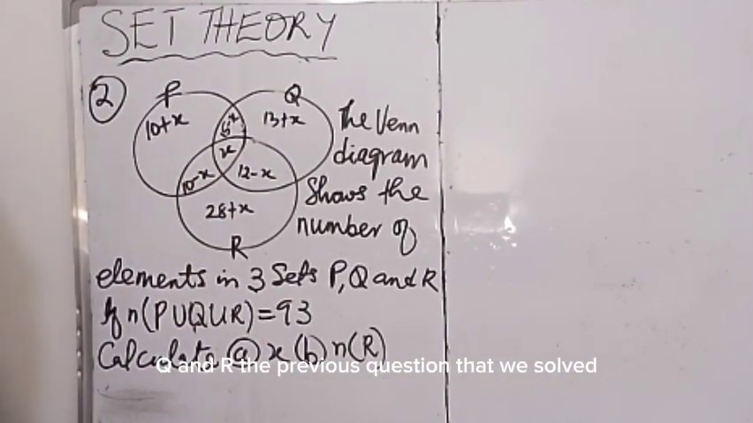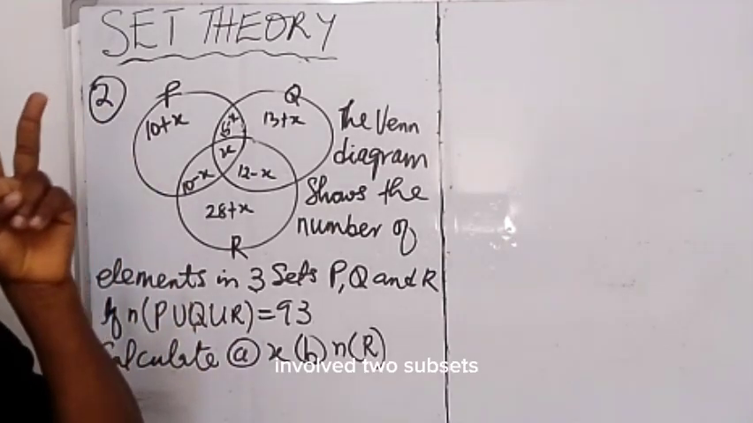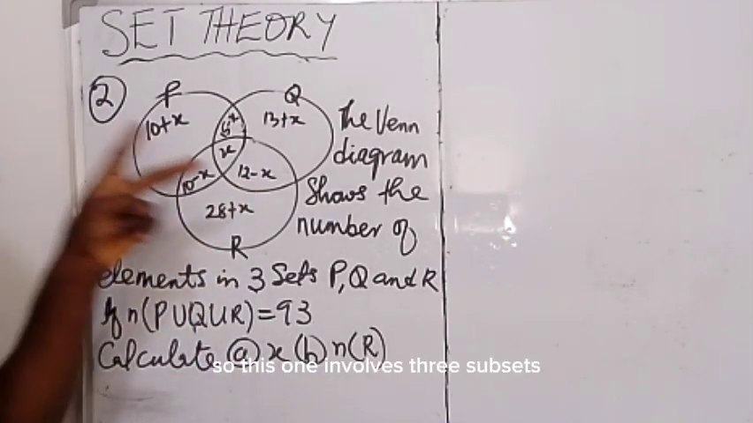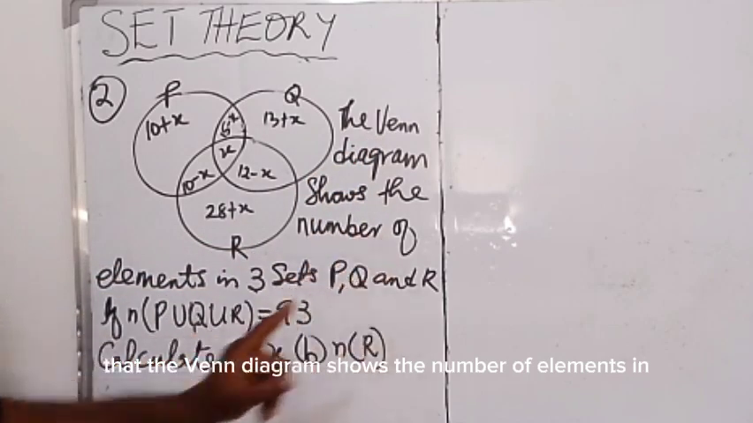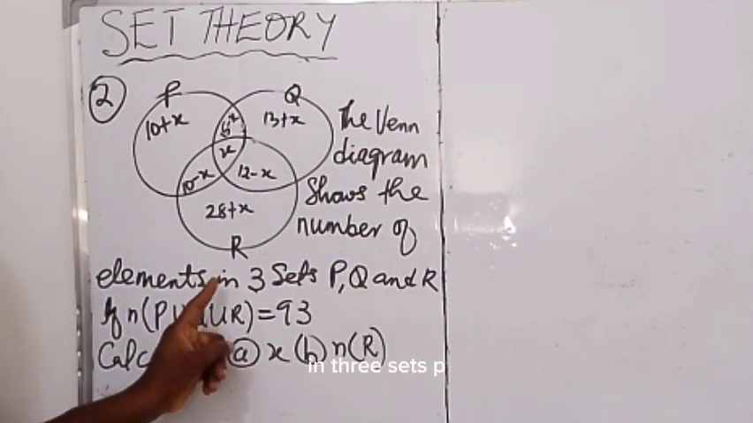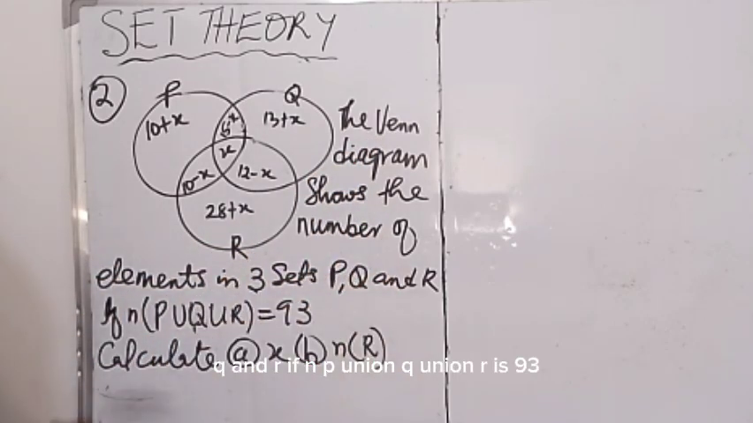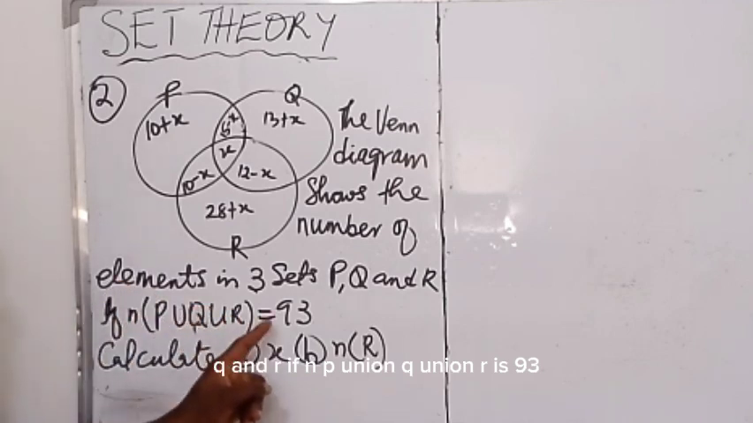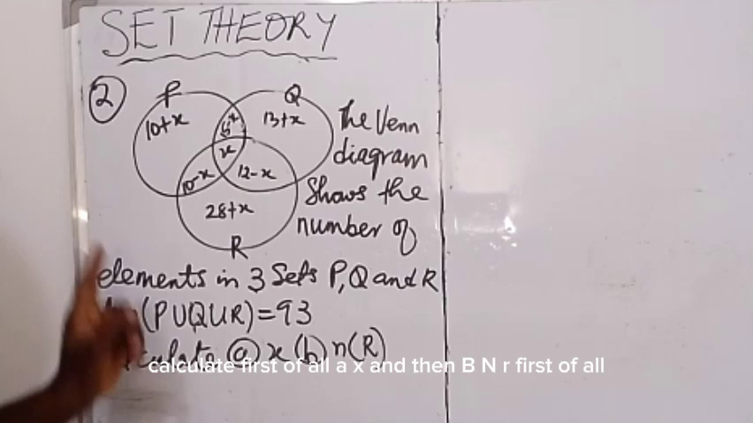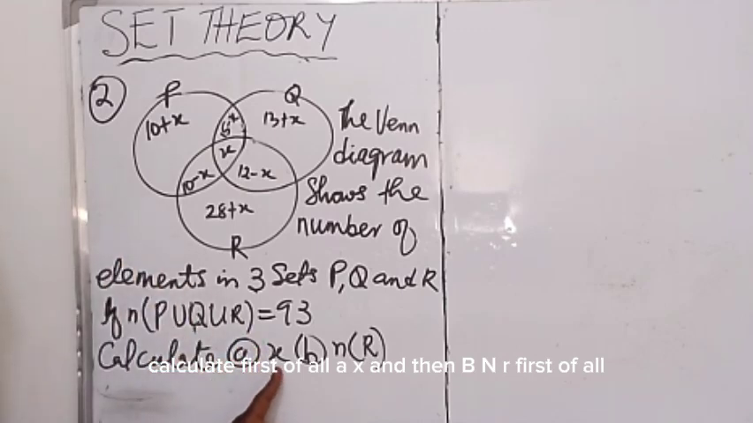The previous question that we solved involved 2 subsets. So this one involves 3 subsets. So the question goes thus, that the Venn diagram shows the number of elements in 3 sets, P, Q, and R. If n(P union Q union R) is 93, calculate, first of all, A, x, and then B, n(R).